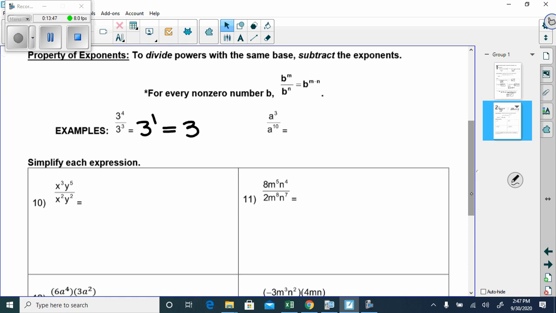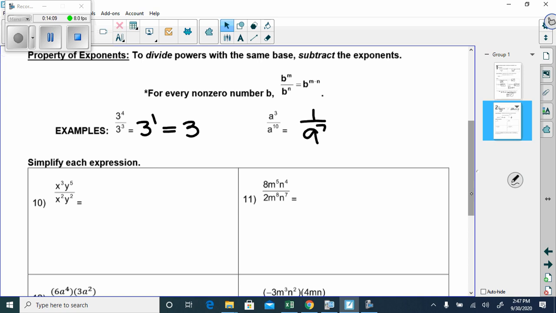All right, same idea here. I can subtract. What is 3 minus 10? 7. But the bigger number was in the bottom, so I'm going to leave it in the bottom. 1 over a to the 7. So wherever your bigger number is, that's where you leave it.